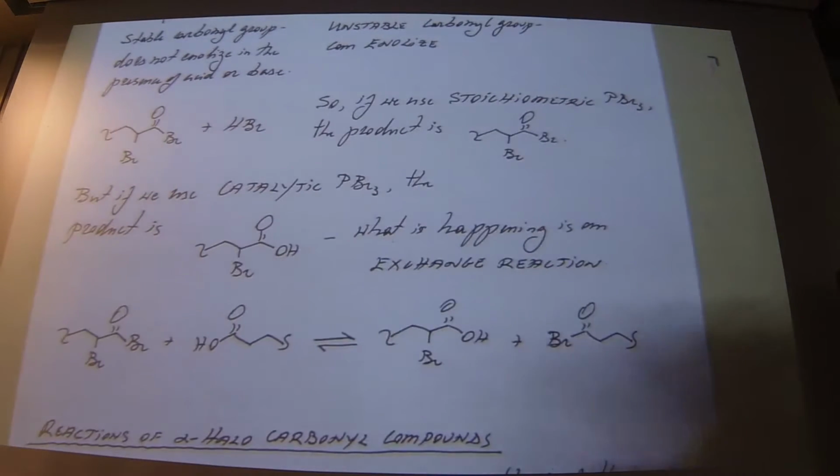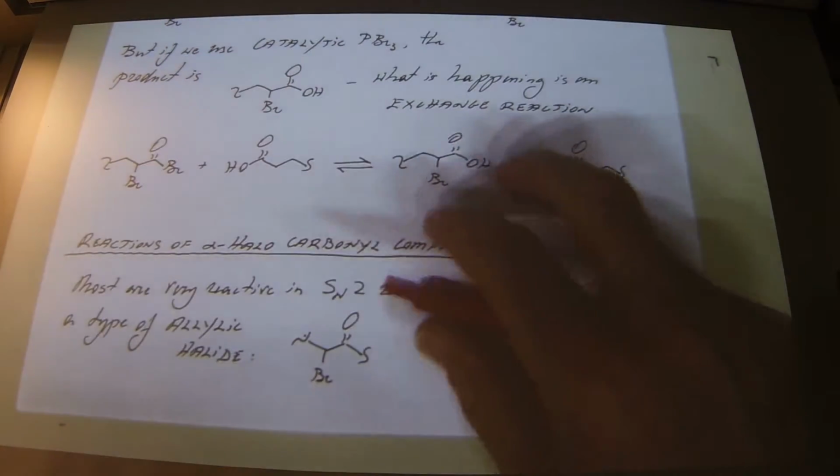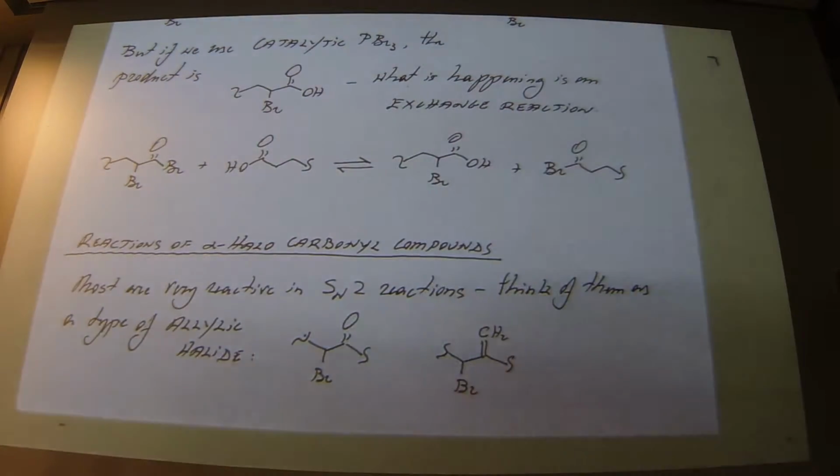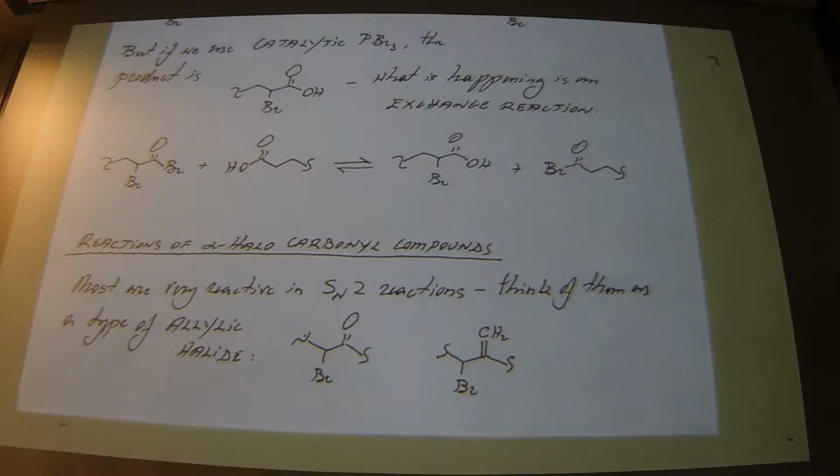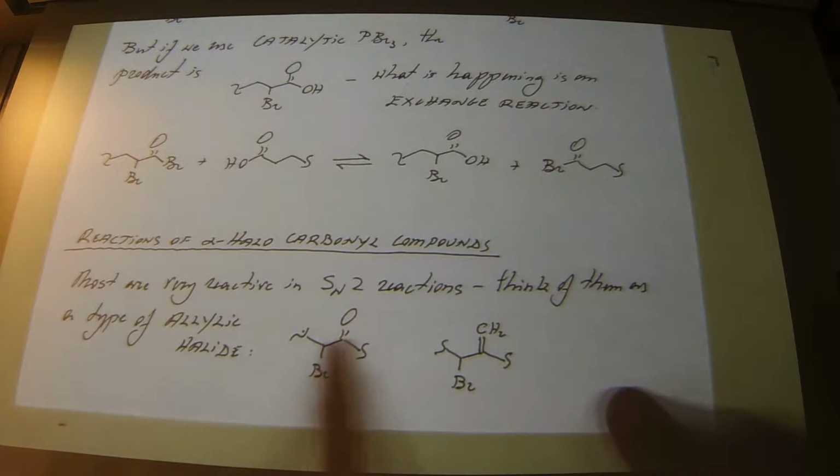So last time, what did we talk about? We talked about alpha halocarbonyl compounds, how to make them, but we also talked about their reactivity. It's useful to think of these as a special case of an allylic halide. We know that allylic halides have special reactivity, and so they're reactive towards SN2 reactions. Okay, we're going to make a distinction here.